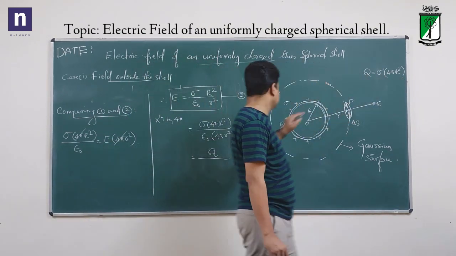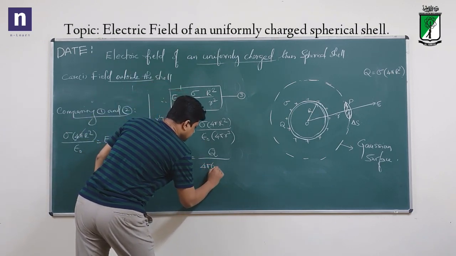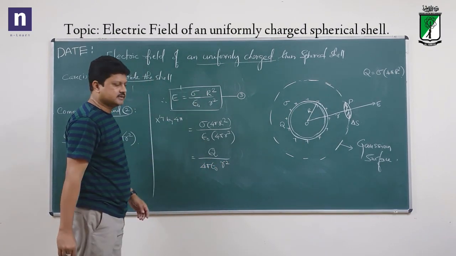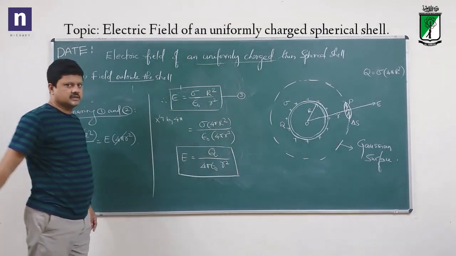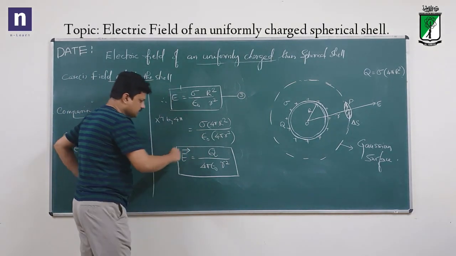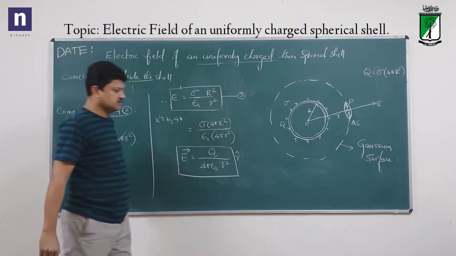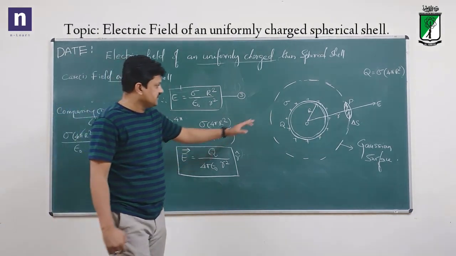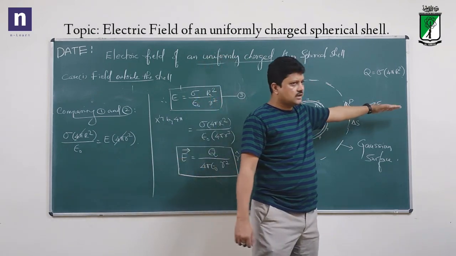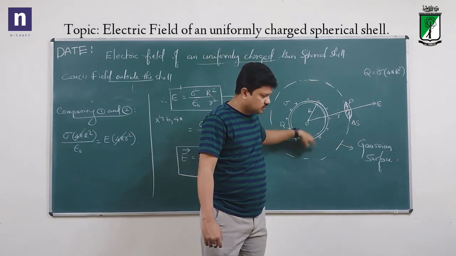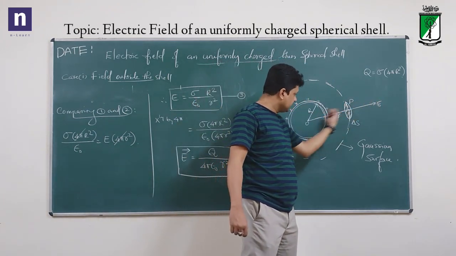Sigma into 4 pi r square is Q divided by 4 pi epsilon naught r square. So this is the electric field. If I want the direction, I will put a vector symbol here and an r cap here, that is a unit vector in the direction of the field, which from our discussion is radially outward, assuming the charges are positive. In case the charges on the shell are negative, the electric field is radially inward.